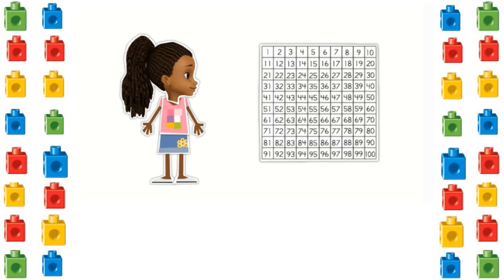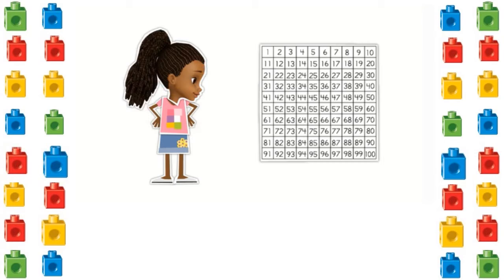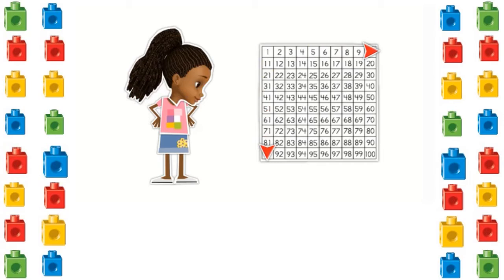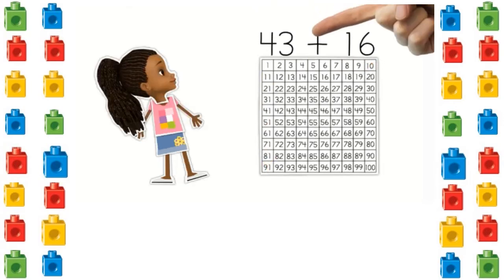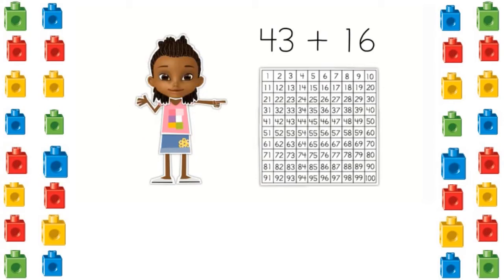Hundred chart, meet Jada. Jada, meet hundred chart. Hi, 100 chart. The hundred chart goes from 1 to 100, with each row and column including 10 numbers. Way cool. Yep, and today we're going to add on a hundred chart. You can move up and down the rows and columns to find the sum of two numbers. Here's a problem. I need to add 43 and 16. Are we going to use a 100 chart to help us?